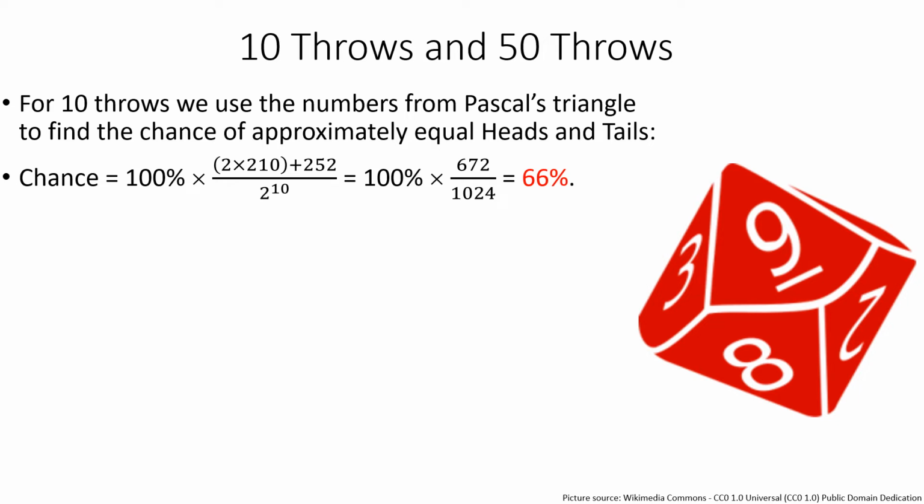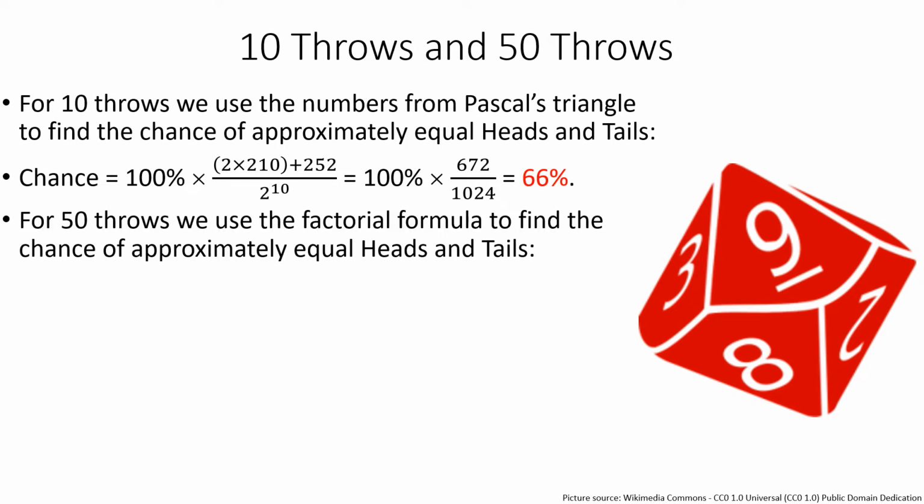And so what I'm doing is I'm adding up all those possible ways of getting approximately equal number of heads and tails. And then I'm dividing that by the total number of possible outcomes, 2 to the power 10, and that comes out as 66% significantly. So that's quite a big jump from 25%. Also more likely now than, say, 2 tosses of a coin, which was 50%.